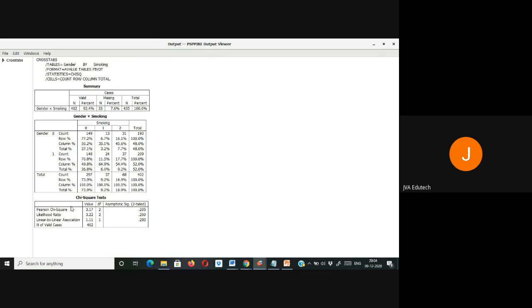In chi-square you have to do some mathematical calculation also. See, in chi-square the degree of freedom is equal to row minus 1 into column minus 1. So how many rows did we have? We had 2 rows, as we took gender, and 3 columns. So it will be 2 minus 1 into 3 minus 1. Finally, how much was it? 2.